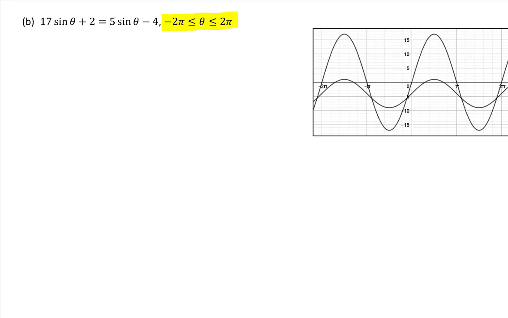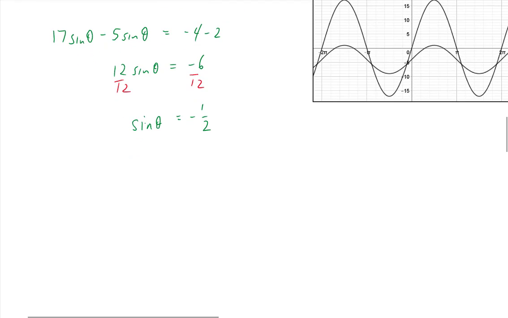So first of all is to isolate sine theta. Next, simplify each side of the equation. And finally, divide both sides by 12. Same as before, let's find our related acute angle. So the related acute angle is the sine inverse of positive 1/2. Always use the positive ratio.